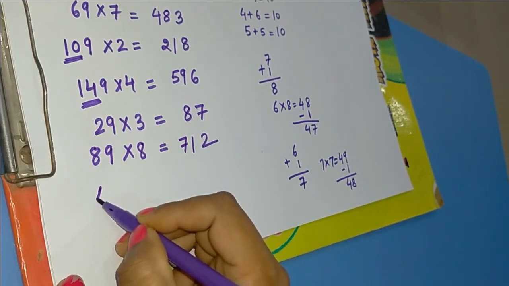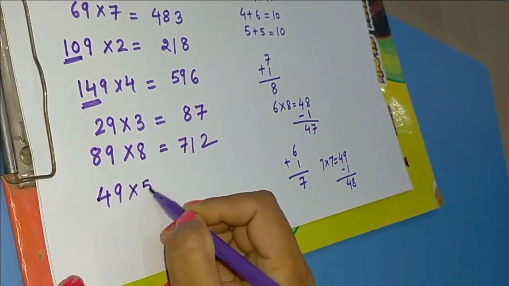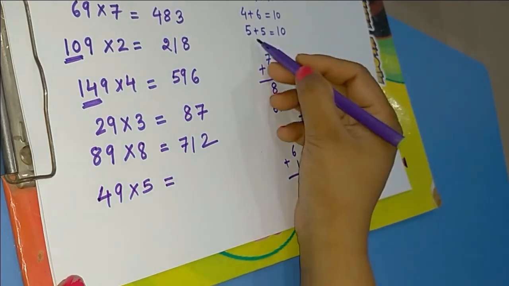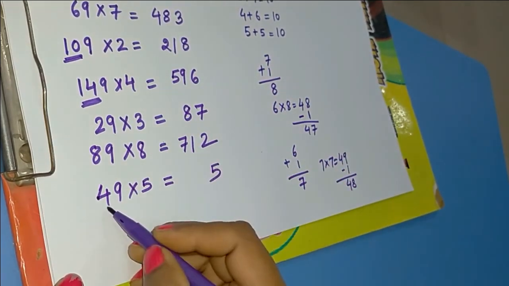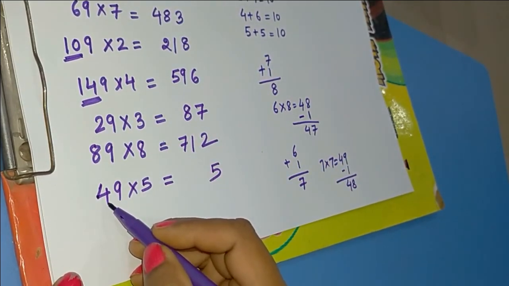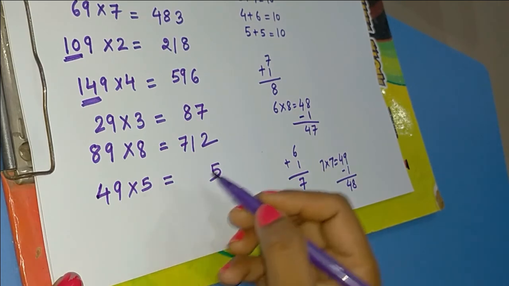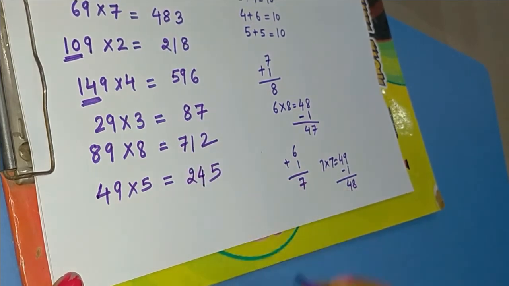Let's take another example, that is 49 cross 5. Pair of 5 is 5. Add 1 to this 4. 4 plus 1, 5. 5 cross 5, 25. 25 minus 1, that is 24.